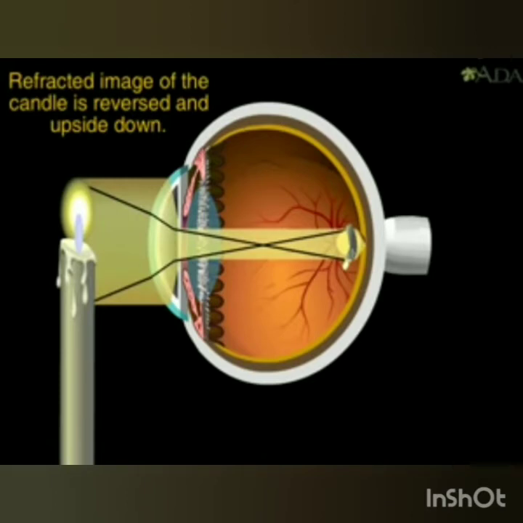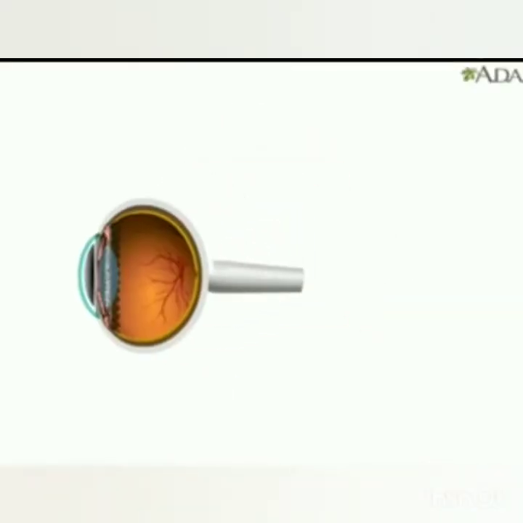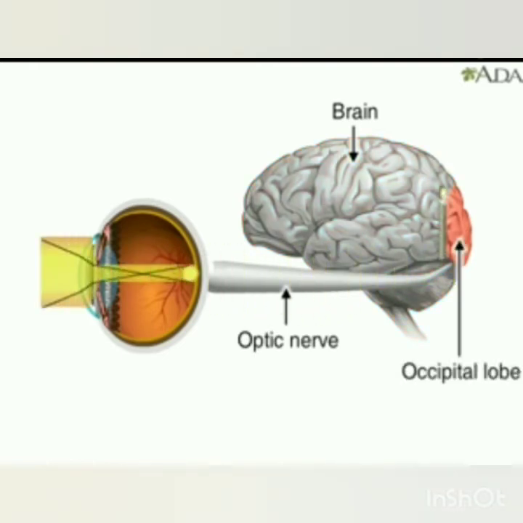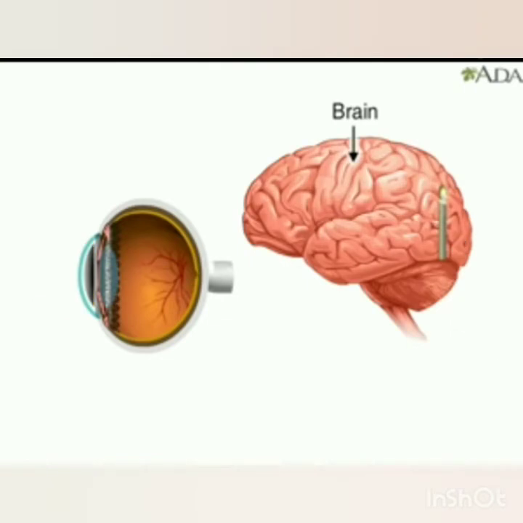Now the retina, as I told you, sends the nerve impulses to the brain through the optic nerve. Can you see this here, children? Now in one part of the brain, the occipital lobe, the image is corrected. So we get an erect image in the brain. So that was the normal case.